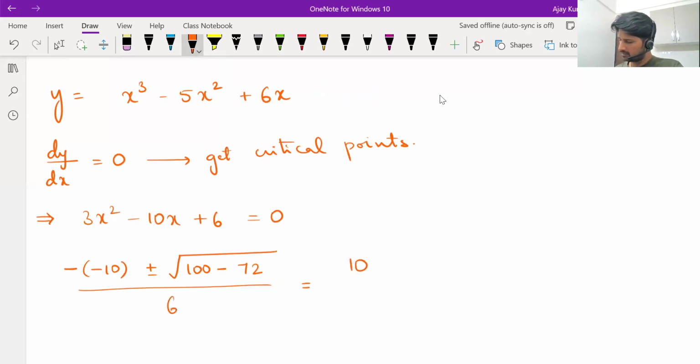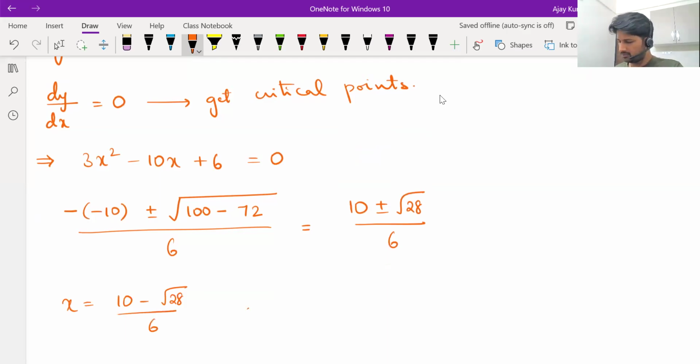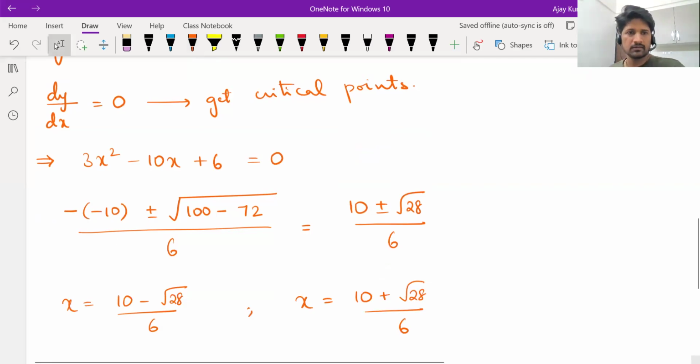You get it as 10, 100 minus 72 becomes 28. Root 28, let it be, plus or minus root 28 divided by 6. Okay, the numbers are not that comfortable. Let it be. These are the two roots of this equation. So x is equal to 10 minus root 28 divided by 6 is one critical value, and x is equal to 10 plus root 28 by 6 is another critical value. Okay, just a moment.